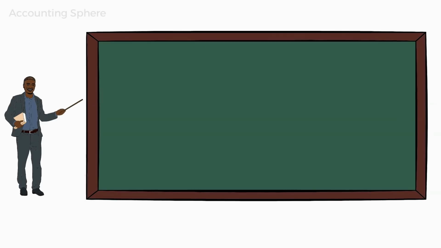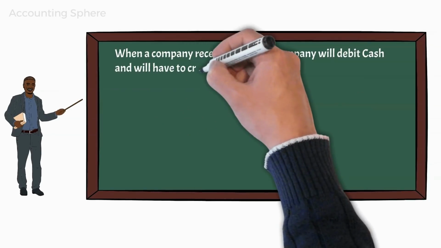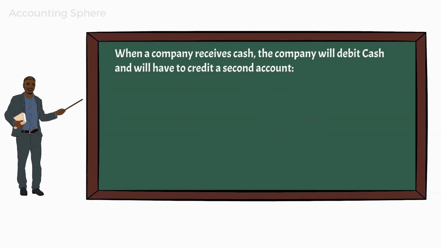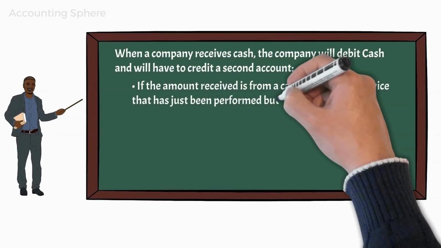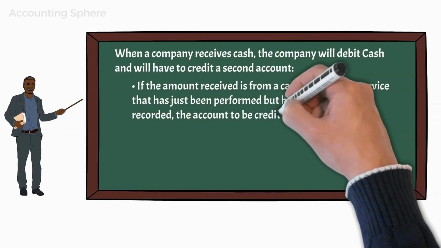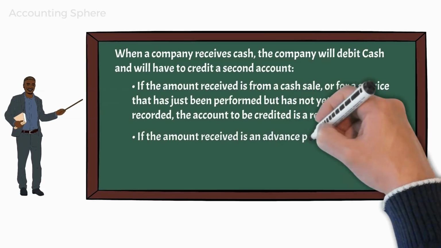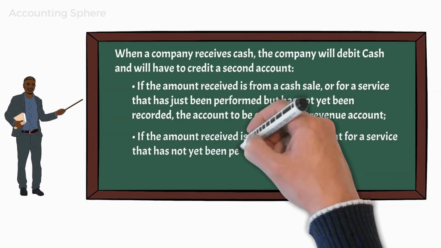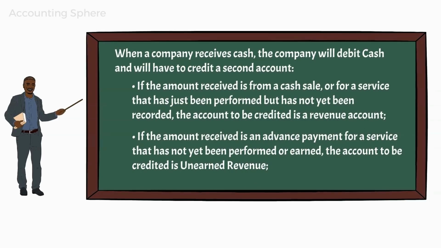On the other hand, when a company receives cash, the company will debit cash, and will have to credit a second account. If the amount received is from a cash sale, or for a service that has just been performed but has not yet been recorded, the account to be credited is a revenue account, such as service revenues. If the amount received is an advance payment for a service that has not yet been performed or earned, the account to be credited is unearned revenue, or sometimes called deferred revenue too.